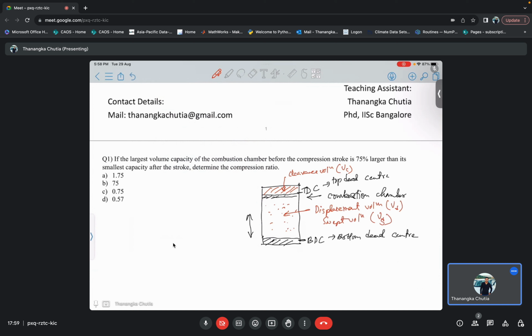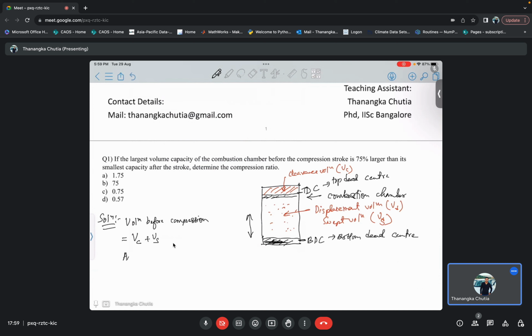Now what it is telling us is the largest volume capacity of the combustion chamber before the compression stroke. What would be the volume before the compression? This would be nothing but VC plus VS. Yes or no? Because the piston was at this position, at the BDC, and at the BDC the volume is nothing but VC plus VS.